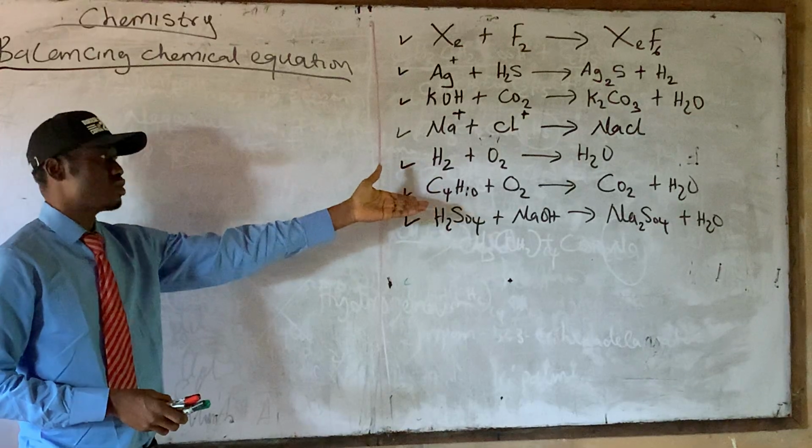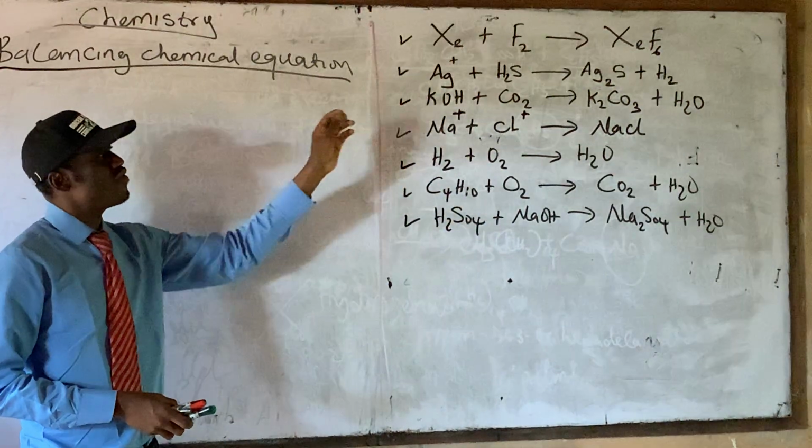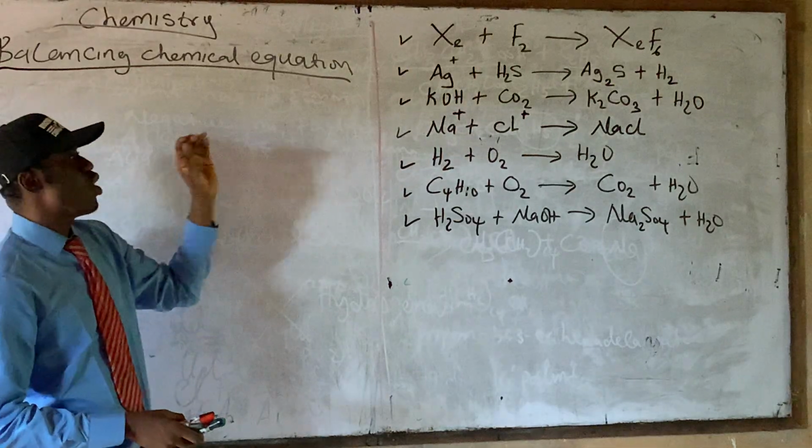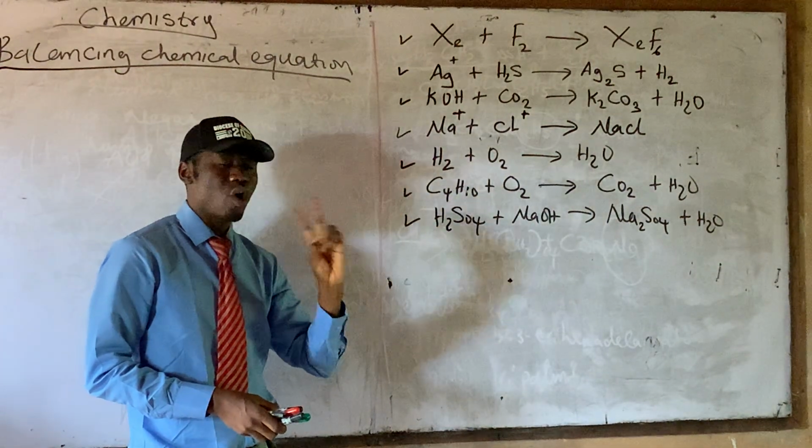Some of them might be balanced, we don't know. But for an equation to be balanced, the number of atoms on the product side and the reactant side must be the same or equal.